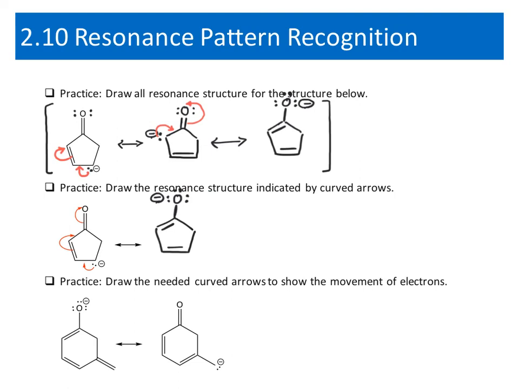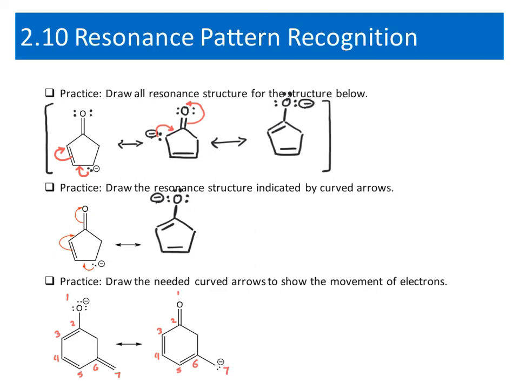Now the third practice problem is asking to draw all the curved arrows that show the movement of electrons. To answer such a question, what you need to do is compare both structures, see where the electrons are and how they changed and how they moved in the molecule. So let's start with these two. Actually, let's number the atoms first. So 1, 2, 3, 4, 5, 6, 7. 1, 2, 3, 4, 5, 6, 7.